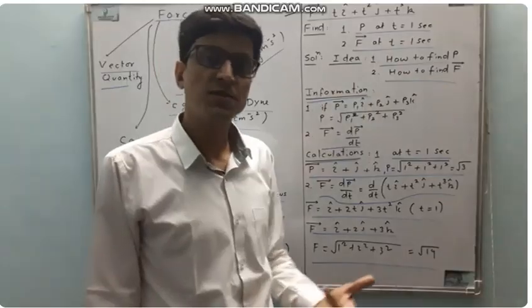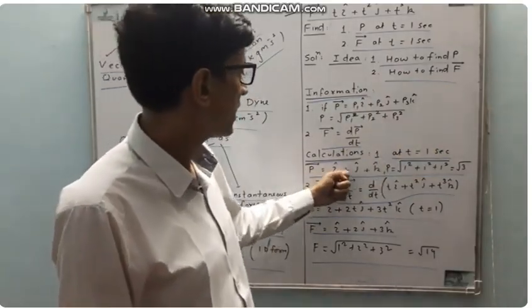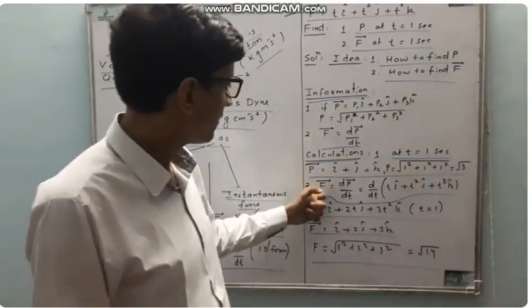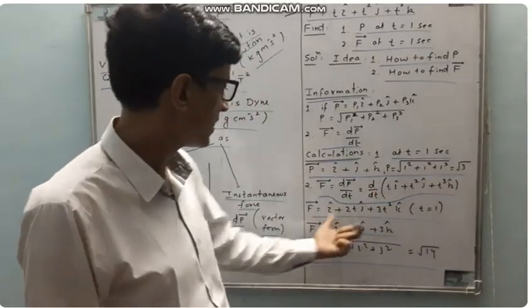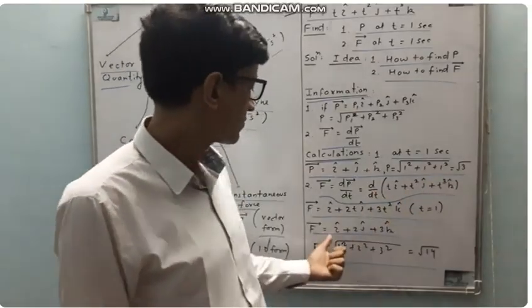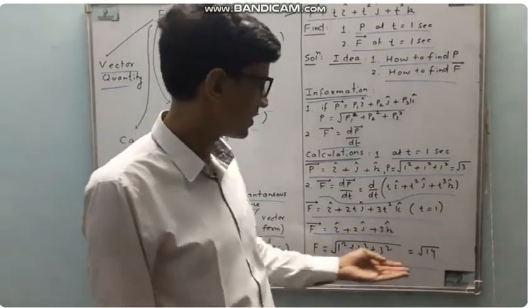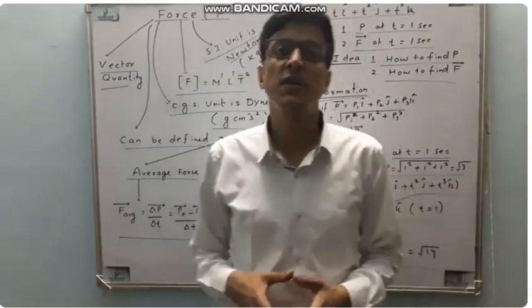Now come to the calculations. At t equal to 1 second, vector P will be i cap plus j cap plus k cap. So the magnitude will be root 3, and F is dp by dt, which is d by dt of this thing. You just differentiate it, we get this. At t equal to 1, force will be i cap plus 2 j cap plus 3 k cap. If you need to find the magnitude, just square the terms, you get root 14. So in this way you can solve your questions effectively.